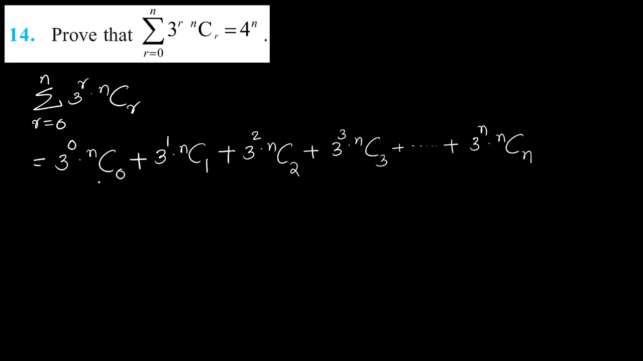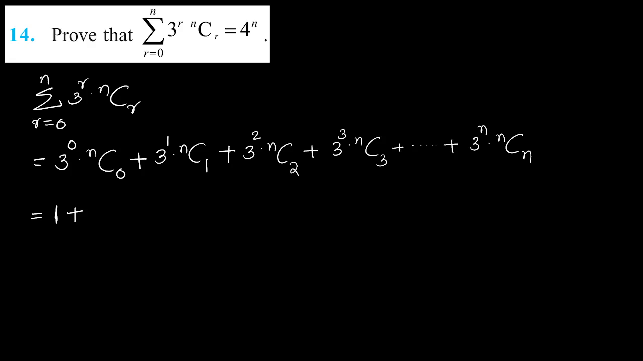So, does it look like a binomial expansion? I will do one thing. nC0 is 1. nC0 is what? It is 1. 3 raised to 0 is also 1. The first term, let it be 1 itself. nC0 is 1, we have studied it as a property in the previous chapter, you have written that. 3 raised to 0 is also 1. First term 1.